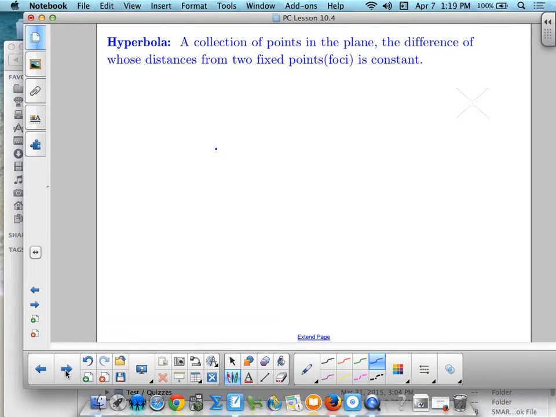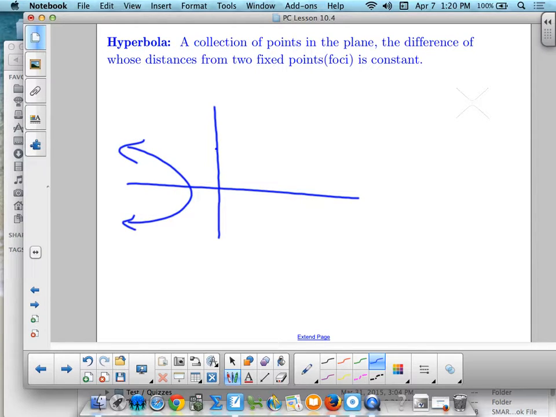Now this is talking about the definition of a hyperbola. What is a hyperbola? It says it's a collection of points in a plane, the difference of whose distances from two fixed points, foci, is constant. Okay, let me just draw it really quick. I'm going to draw you a hyperbola that goes left and right. Okay, there you go. I will put the center right here. I will put the vertex right here. I'll put the foci here.